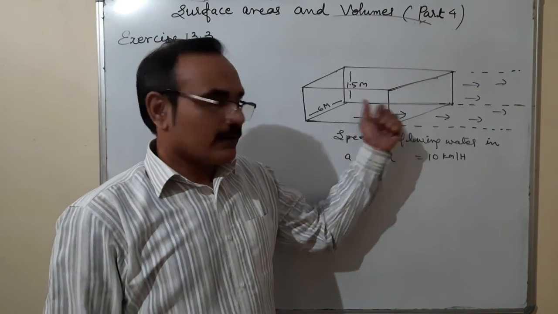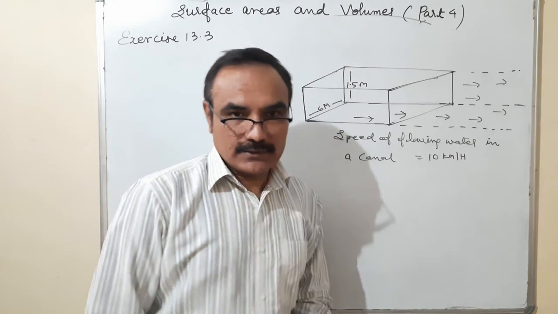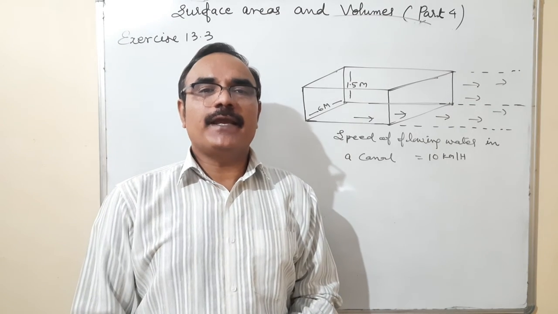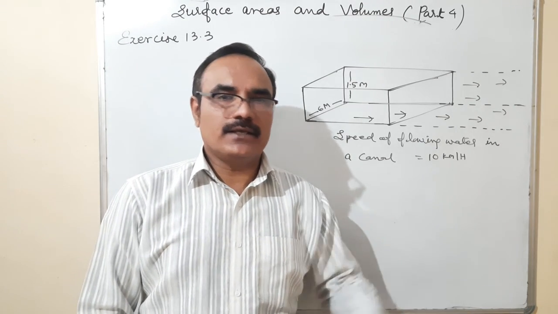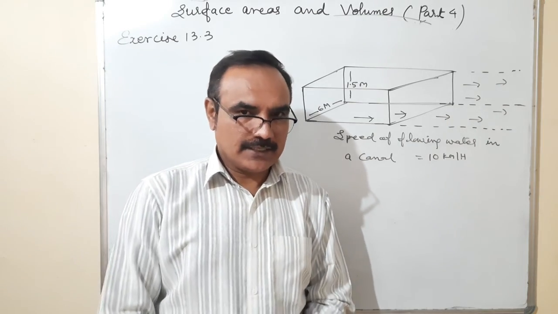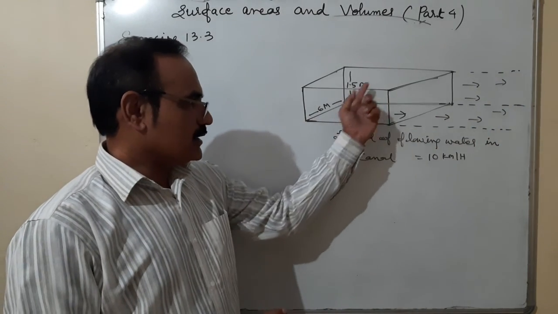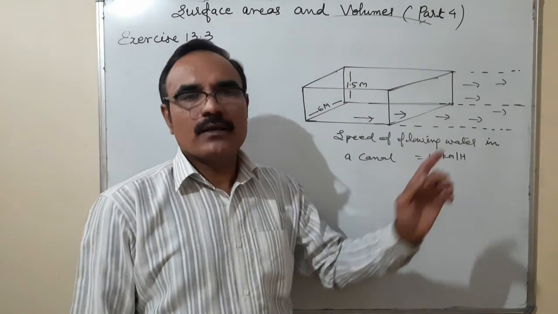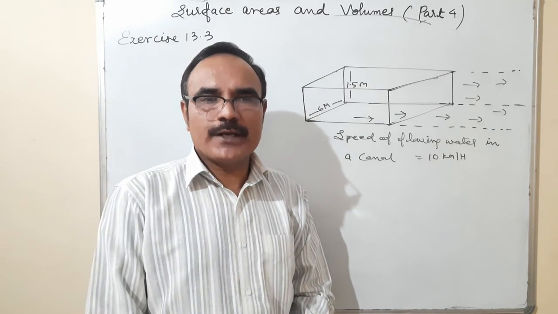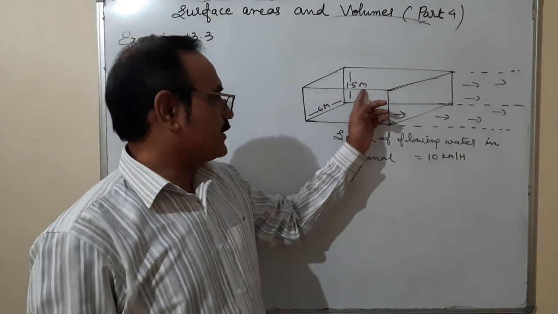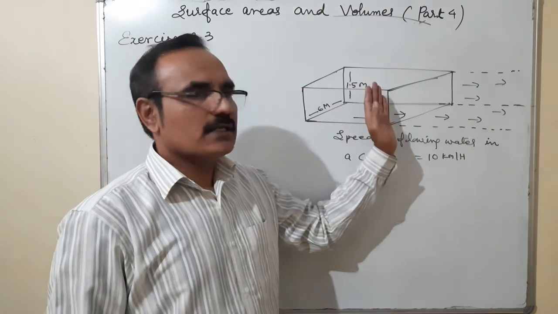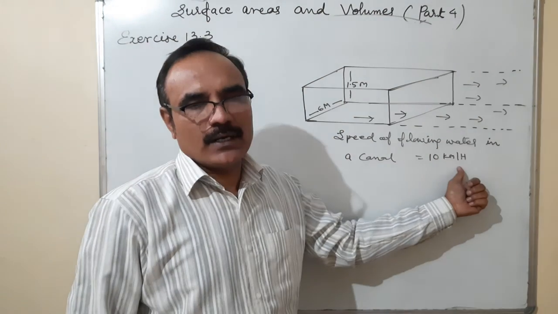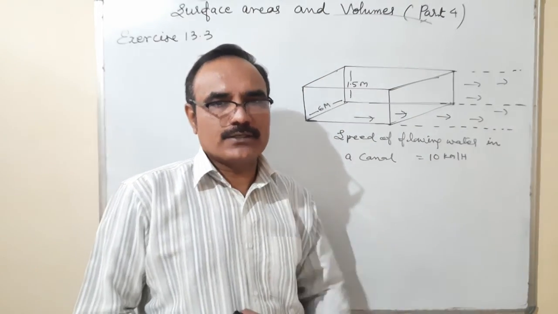The question is how much area will it irrigate in 30 minutes if 8 centimeter standing water is needed for that area? This diagram which I have made is actually a water blockage, because this canal is in the shape of a cuboid. Its height is given as 1.5 meter, breadth is 6 meter, and length is not given. But instead of length, it is given that the water flowing in this canal is 10 km per hour. So we'll try to find out the length of the water blockage in this canal.